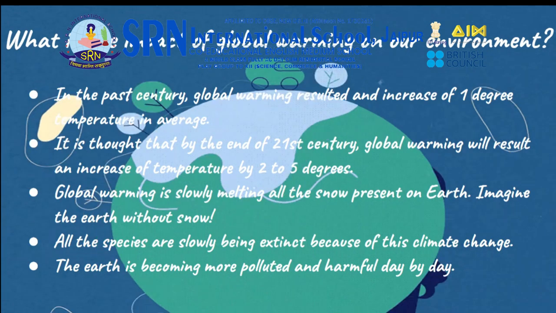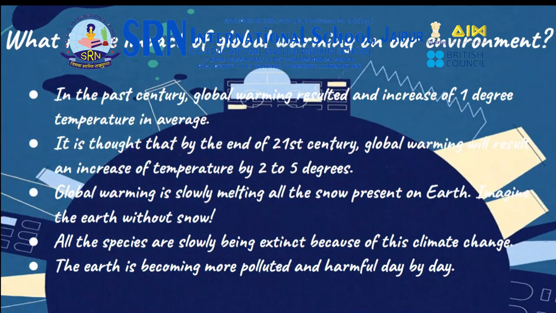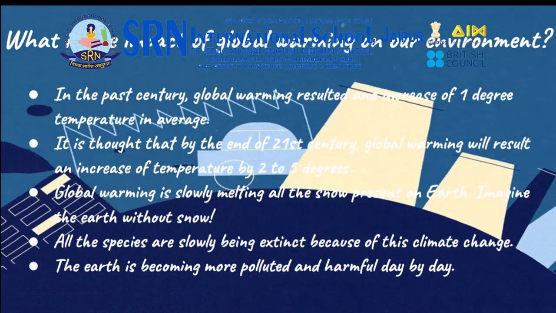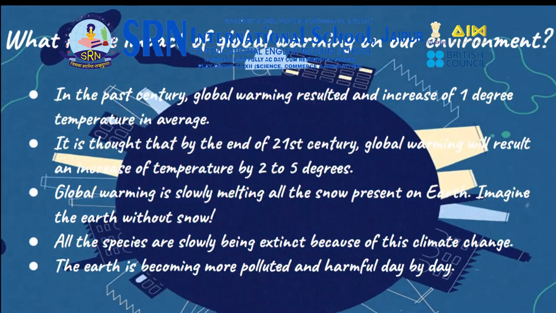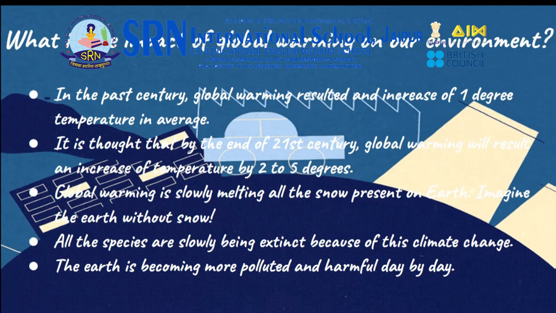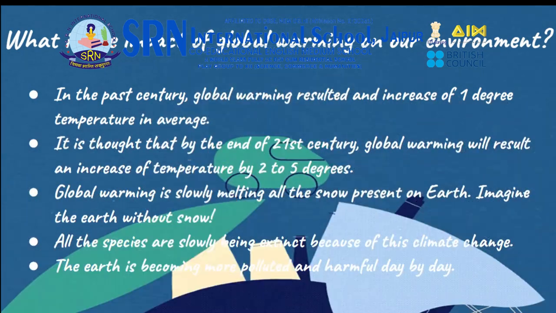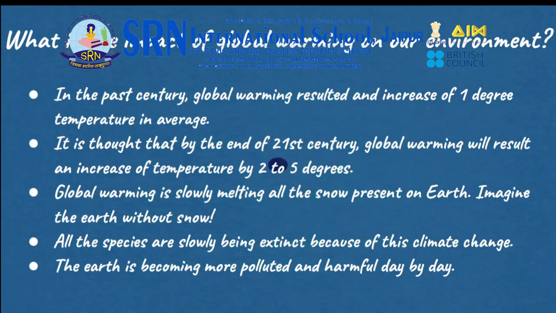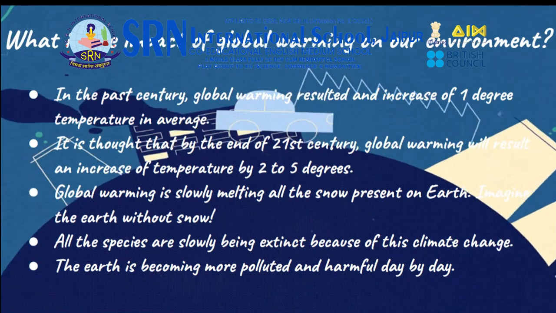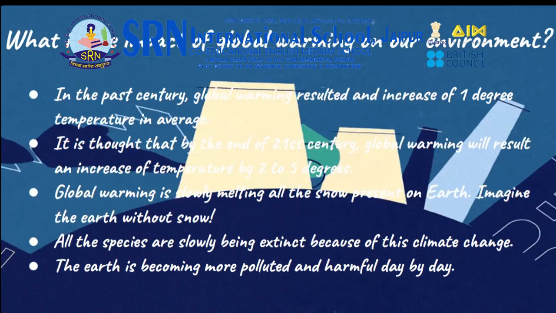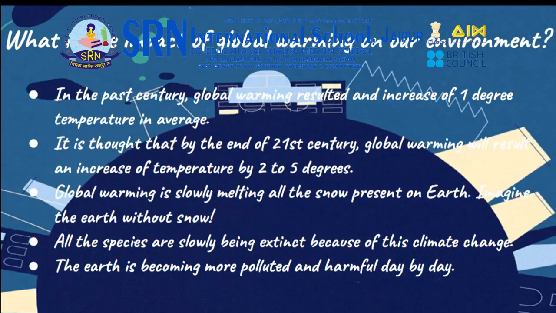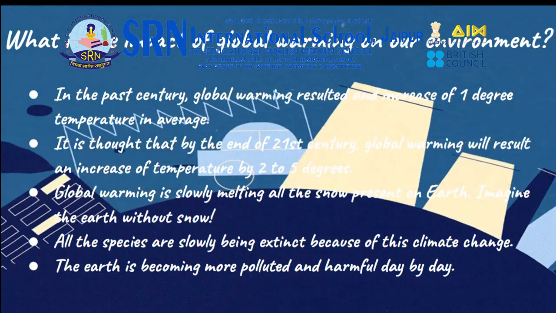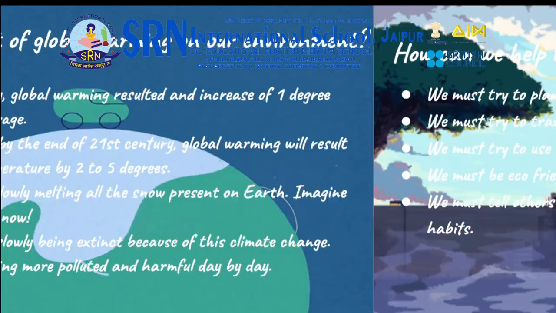Global warming is slowly melting all the snow present on Earth. Imagine the Earth without any snow. And also because of these climatic changes, all the species, especially those living on the poles, are slowly becoming extinct. That's why it is thought that the penguins and many other animals that live in the poles will be extinct soon. The Earth is also becoming more polluted and harmful day by day.